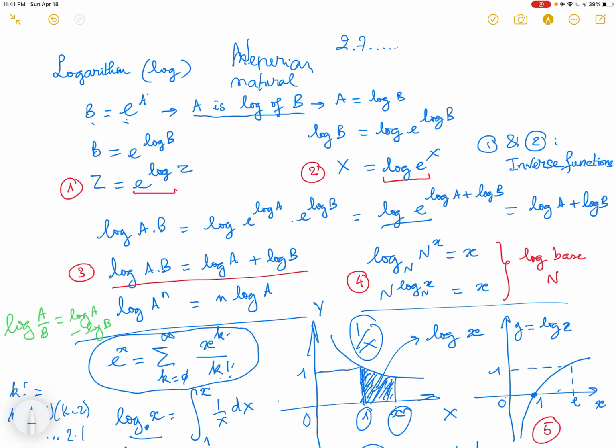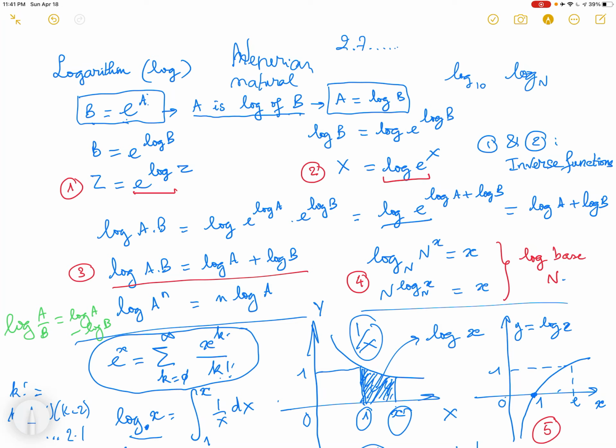Now, the thing to note is if b is written as e raised to the power of a, then a is said to be log of b, or we can write it as a equals log of b. In engineering problems and so on, we use log base 10. In other math problems, we also use log base of an arbitrary positive number called n, which we will talk about later down here. Let's stick to the base of e for now.